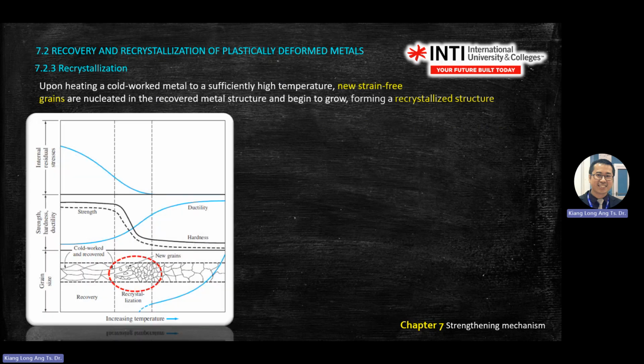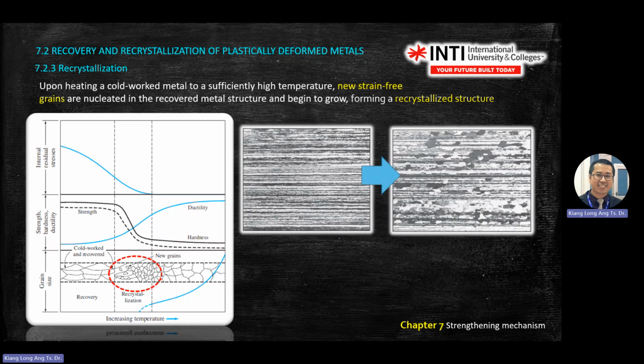Now, what happens if you heat the cold metals to a high temperature? So this one is a lower temperature. Then you increase the temperature. Some new grain will grow. So during new grain, the phase is called recrystallization. So when you recrystallize, new strain-free grains will be created or nucleated in the recovered metal structure and begin to grow and form recrystallized structure. This one is like you work out, you growing muscle cells, right?